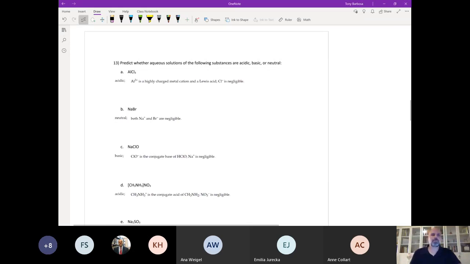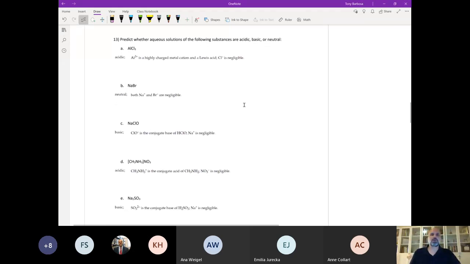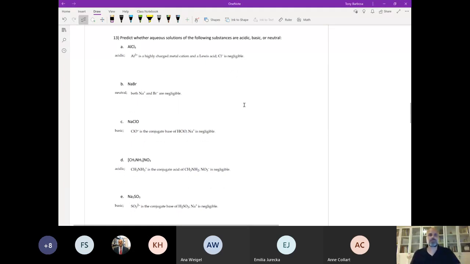All right, so this one says predict whether aqueous solutions of the following substances are acidic, basic, or neutral. This is a good problem to work on. If you remember, this is where you're going to need your periodic table, and you need to have memorized the rules. When you're looking at anything in group 1 and group 2 in the periodic table, sodium, potassium, lithium, calcium, magnesium, none of these, when they dissolve in water, remain neutral. Those metals are going to give you a neutral solution.